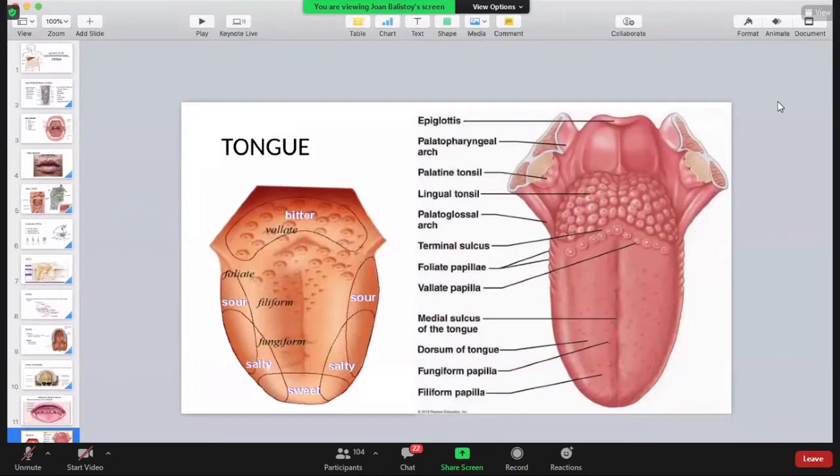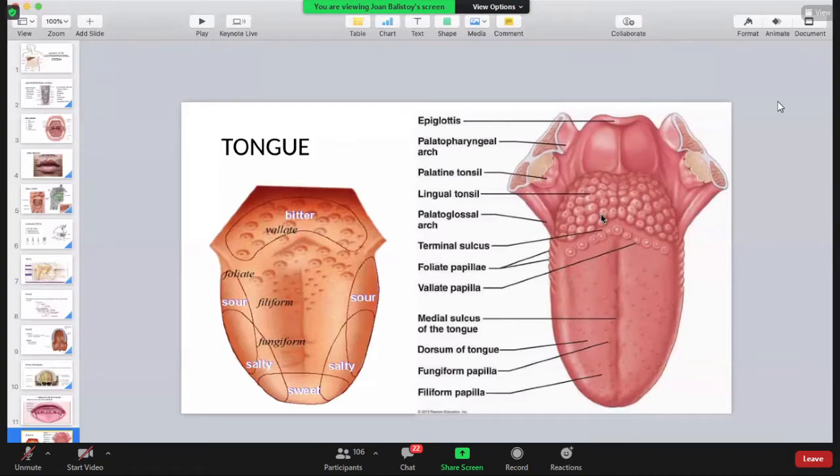Now let's go to the tongue. In the tongue, you have to know where the papillae are located as well as the specific location of the tastes. All right? So, do not pay attention to the location of the papilla on this tongue because they are incorrect.